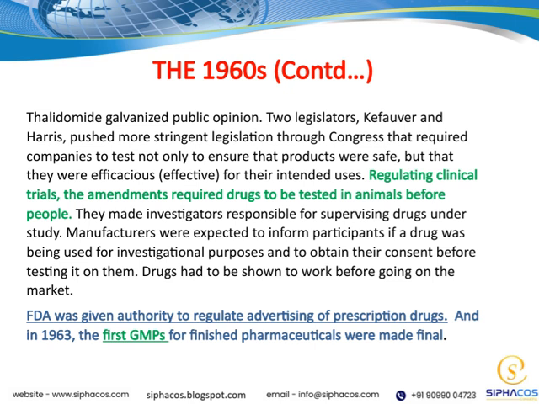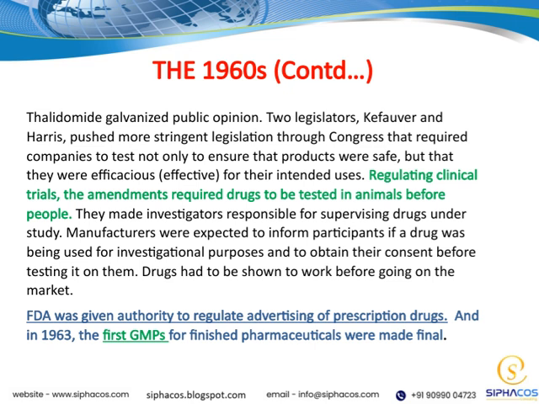The regulations also mandated that clinical trials be better regulated, specifically, that drugs be tested in animals prior to testing in humans. Investigator responsibility was emphasized, making sure that those supervising the studies were accountable for the drugs under investigation. Additionally, manufacturers now had to be transparent. They needed to inform participants if a drug was investigational and obtain their consent before testing on them. And most importantly, drugs had to show they actually worked before they could be approved for sale.